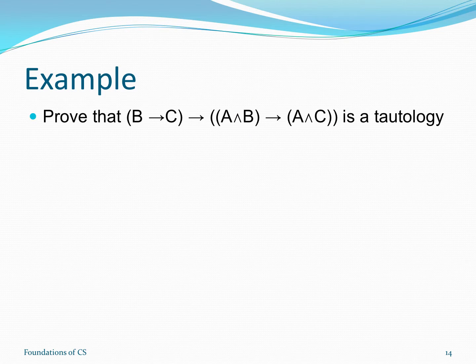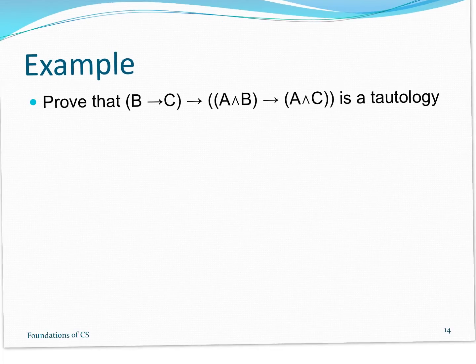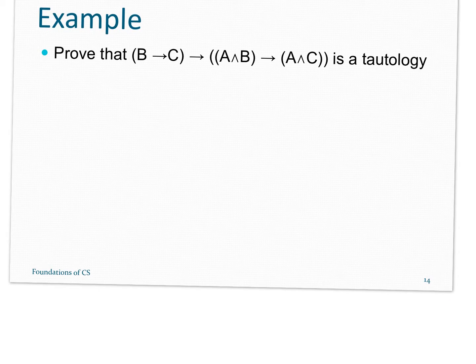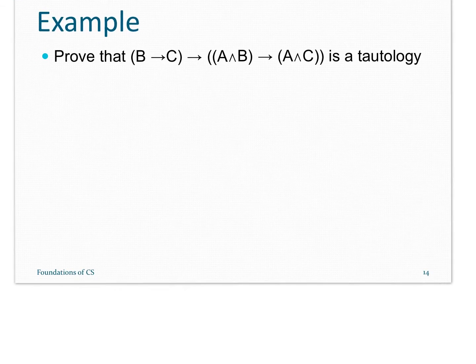Another example, I'm trying to prove something is a tautology. Check it out. Yet again, we've got that implies in there, which makes me think I'm going to use that whole conditional proof thing at the bottom. Okay, so what are we going to assume as my premise? I've got the left-hand side here. B implies C is my premise.